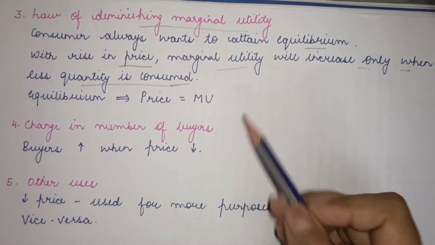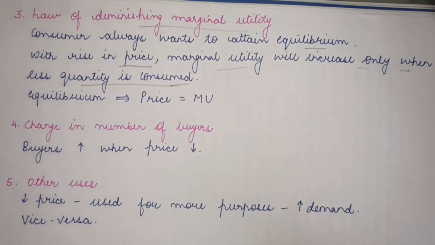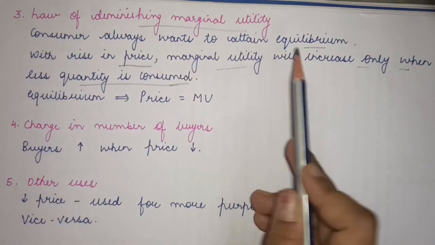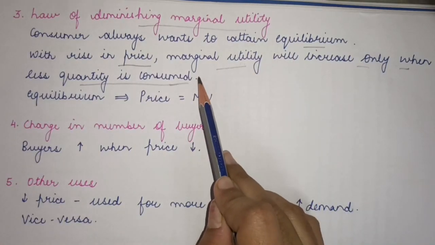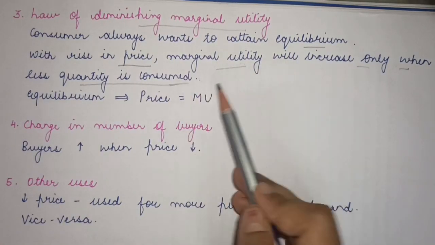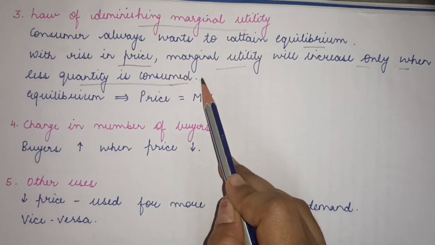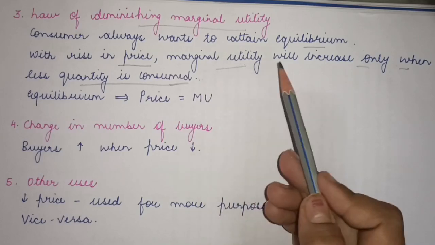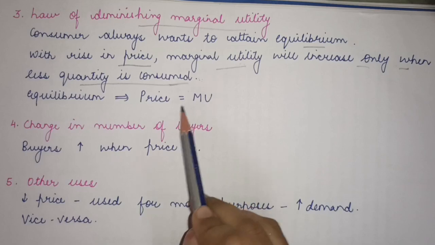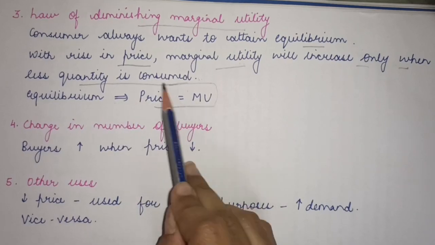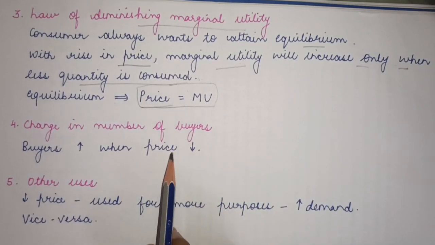You know that when the price is more, then in that case the consumer will be satisfied when he is able to buy less quantity of the commodity, because the price is more, so he is not ready to give too much money. That is why he will start buying less quantity of the commodity. And what is the equilibrium point? Where price is equal to the marginal utility.